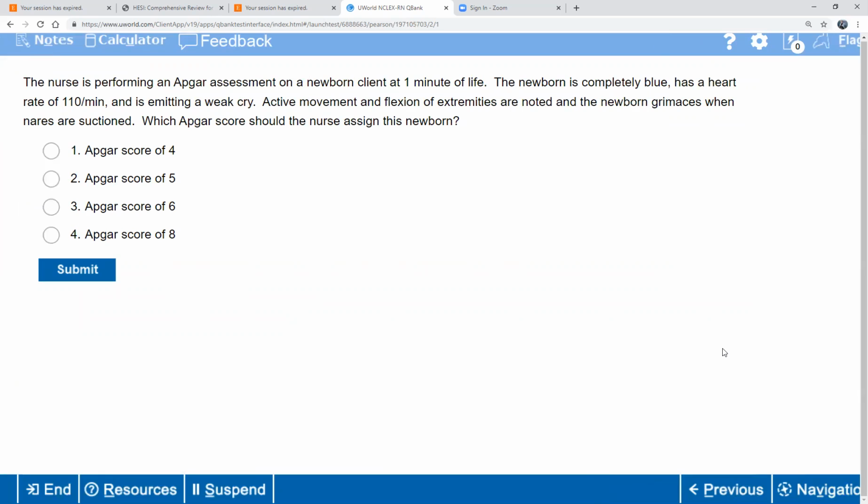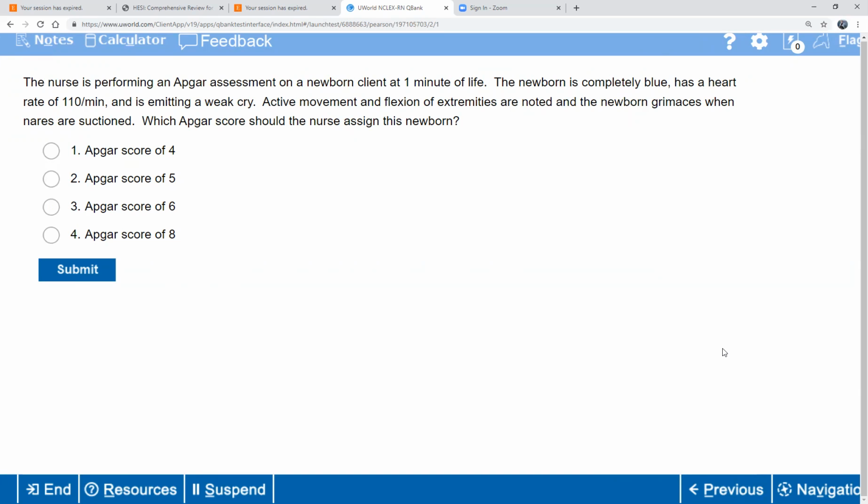The nurse is performing an Apgar score assessment on a newborn client at 1 minute of life. The newborn is completely blue, has a heart rate of 110 per minute, and is emitting a weak cry. Active movement and flexion of extremities are noted, and the newborn grimaces when near suction. Which Apgar score should the nurse assign this newborn?